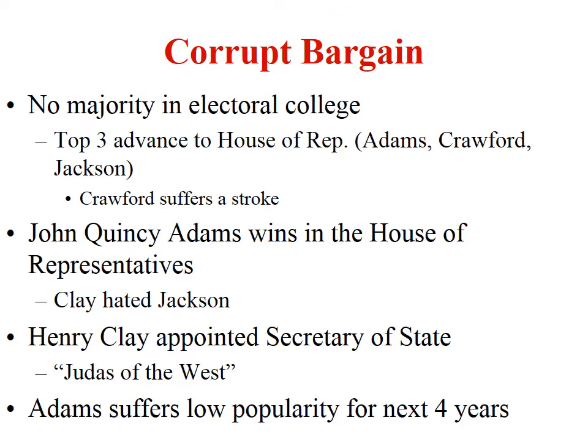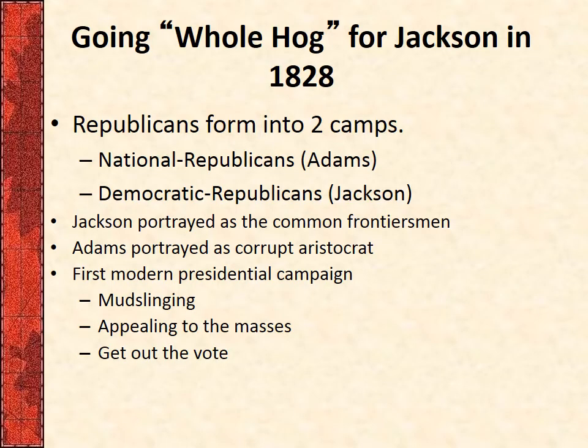The campaigning for the election of 1828 really starts right after the corrupt bargain in 1824. So during the campaigning for 1828, the Democratic Republicans start to coalesce into two separate camps. You get the National Republicans, who are voting for John Quincy Adams for re-election, and then you have the Democratic Republicans, who are retaining their original name, that are sticking up for Jackson.